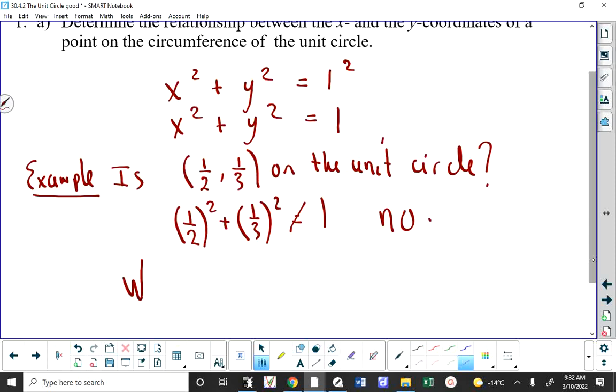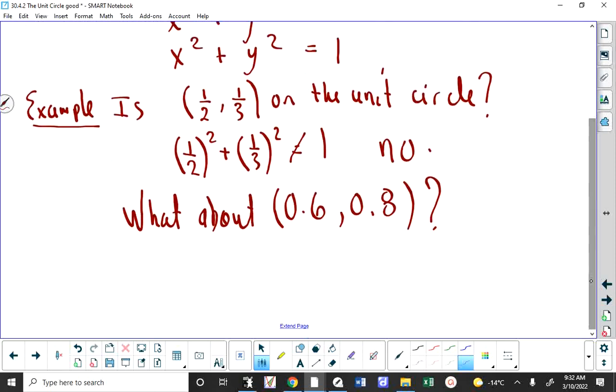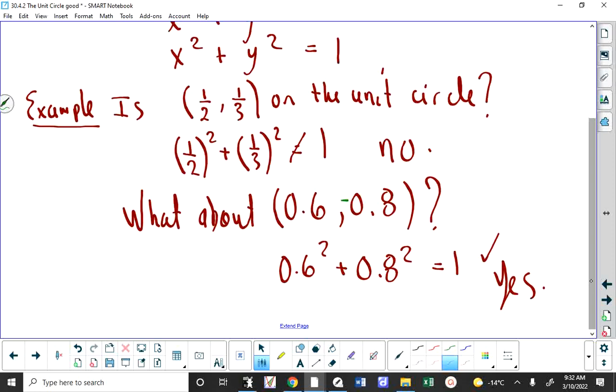What about... It is. If you take 0.6 and square it and add 0.8 and square it, by some miracle you get 1, which you do. Then yes, it is a point on the unit circle. And that would still be true, by the way, if it were 0.6, negative 0.8, because then we would have negative 0.8 quantity squared, and it would still become positive. So this will work with positive and negative numbers.